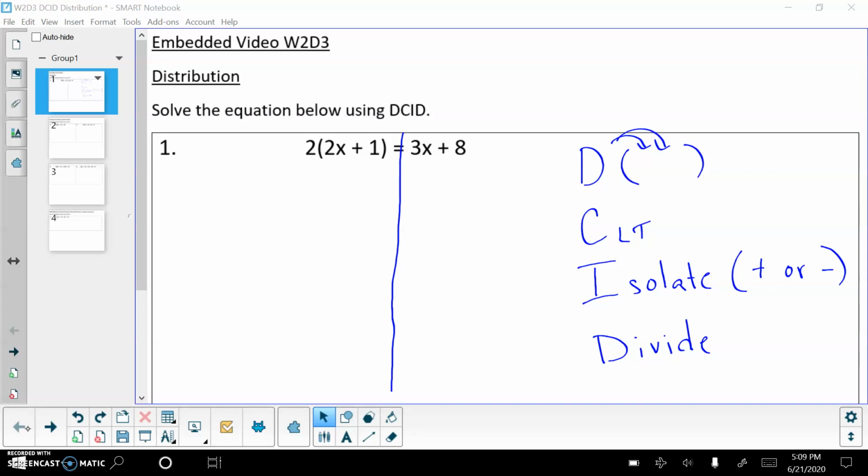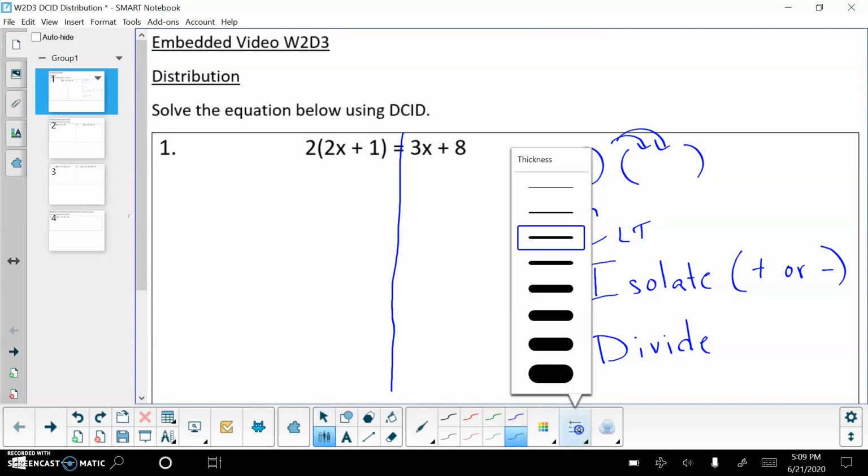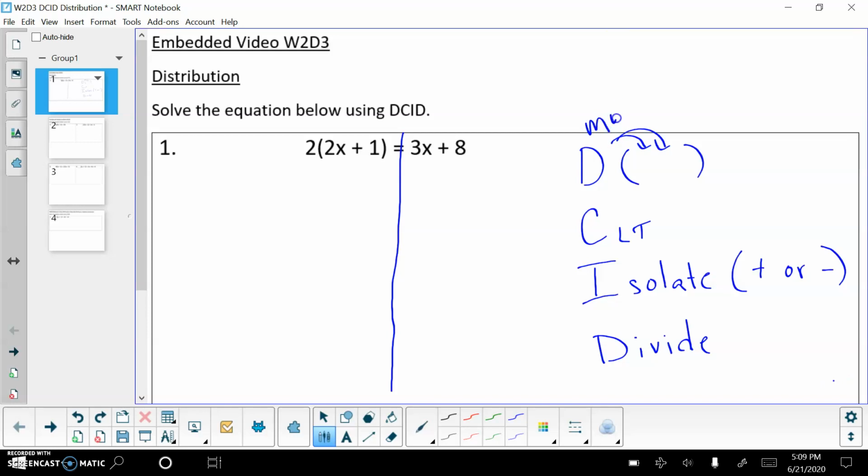Since this does have the parentheses, our first step is to distribute, and I'm just going to remind us that when we distribute, what we're talking about is we're going to be multiplying. So the distribution step is a multiply step. So I take this number 2 that's immediately outside the parentheses, and I multiply it by whatever's inside the parentheses. And I make sure I multiply by everything inside the parentheses.